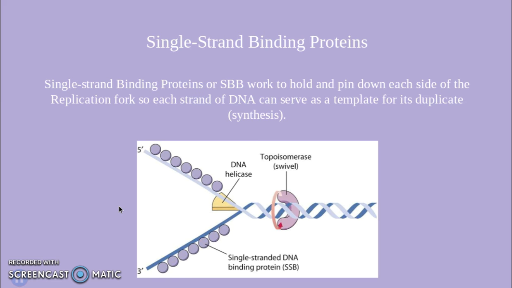Now, our single-strand binding proteins, or SSB, work to hold and pin down each side of the replication fork so each strand of DNA can serve as a template for its duplicate. So binding proteins just help to bind and hold down the DNA strand so they don't move, so it's easier for it to be copied.